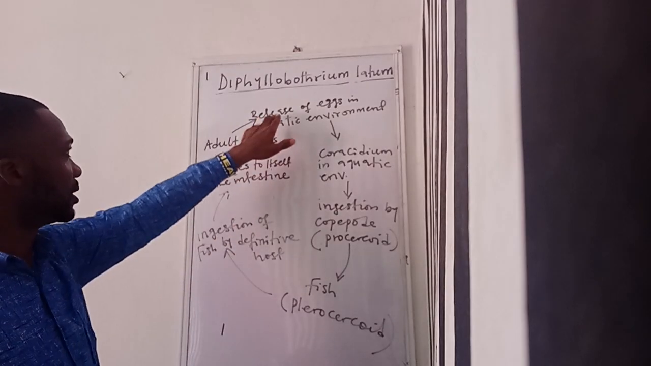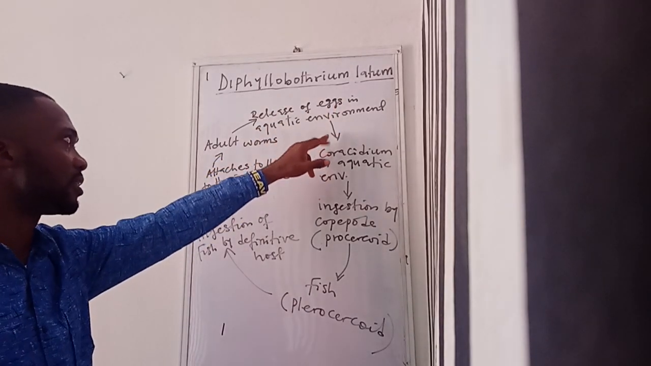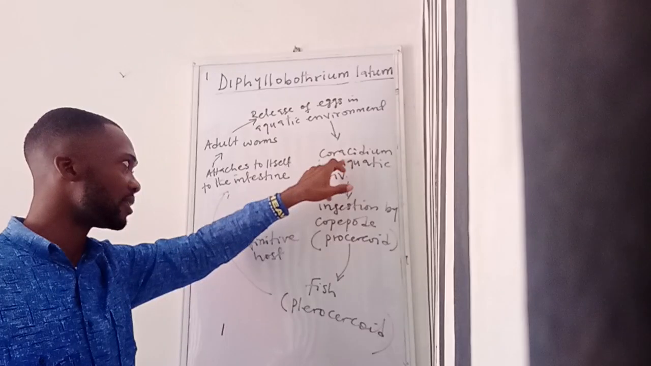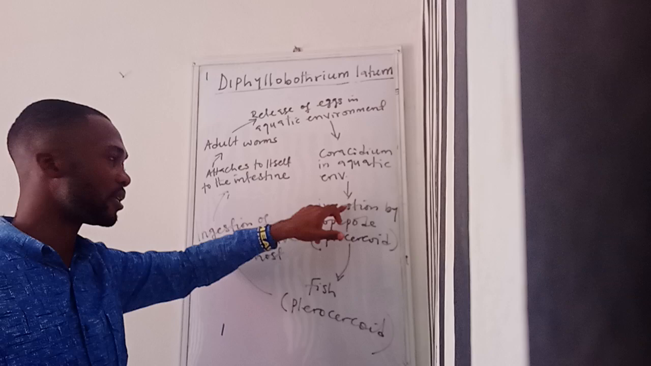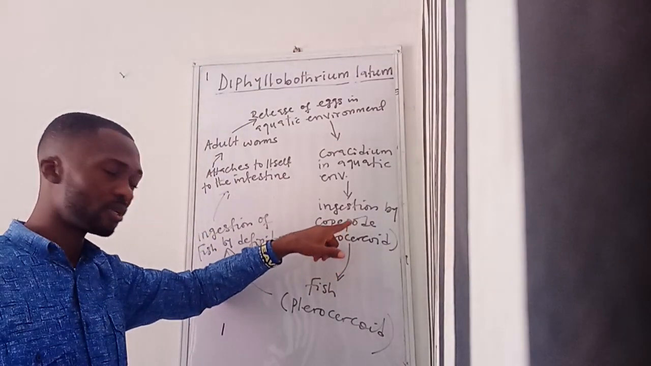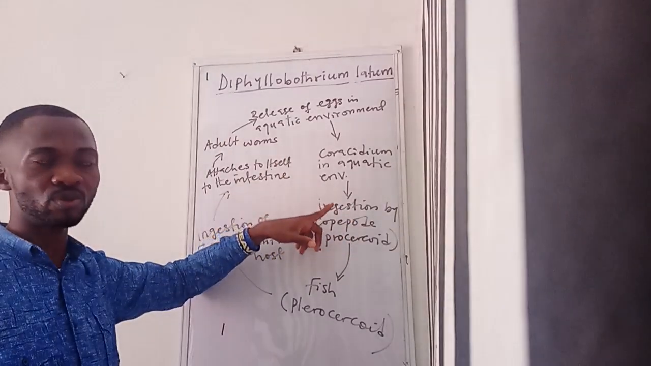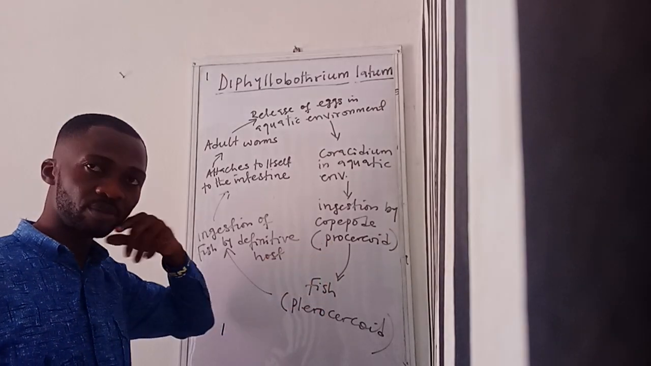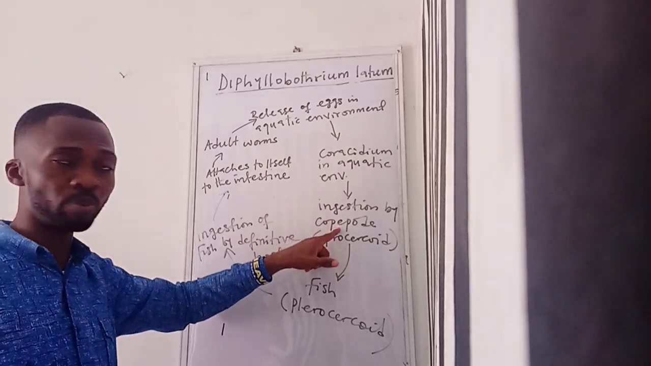So that is it. Release of eggs in the aquatic environment. Then the eggs, once they're released, hatch into coracidium in the aquatic environment. This is followed by the ingestion of the coracidium by a copepod, and in the body of the copepod, the coracidium transforms into a procercoid. Then a fish ingests the copepod.